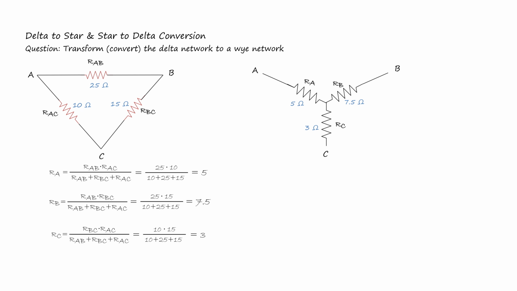And therefore the final Y network equivalent of this delta network is RA, which is 5 ohms, RB, which is 7.5 ohms, and RC, which is equal to 3 ohms. So we have obtained the complete Y network equivalent for the given delta network.